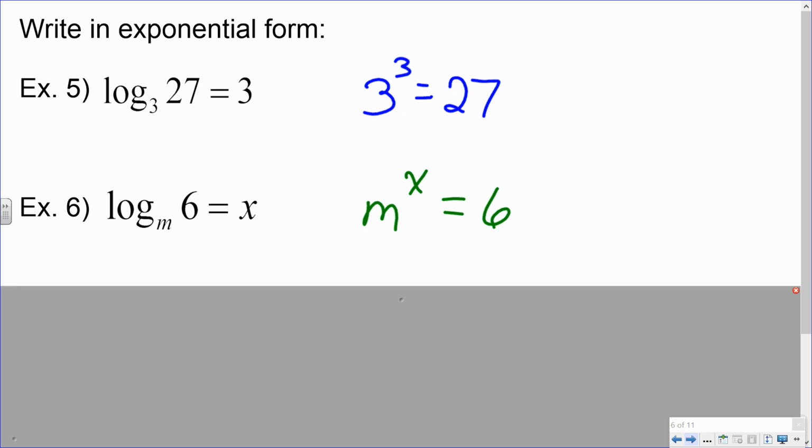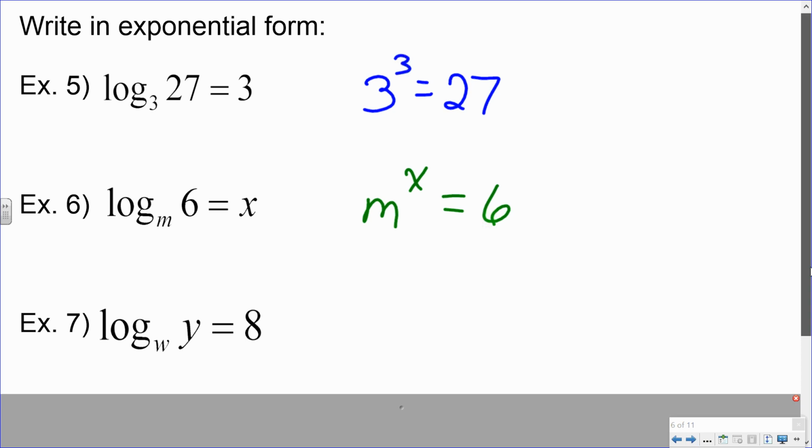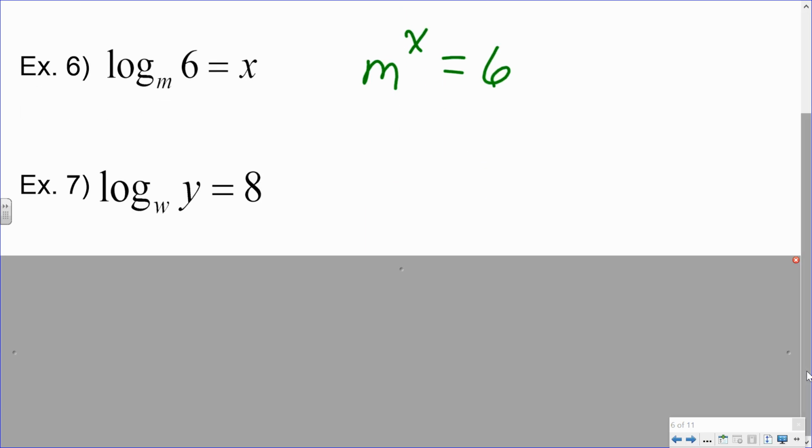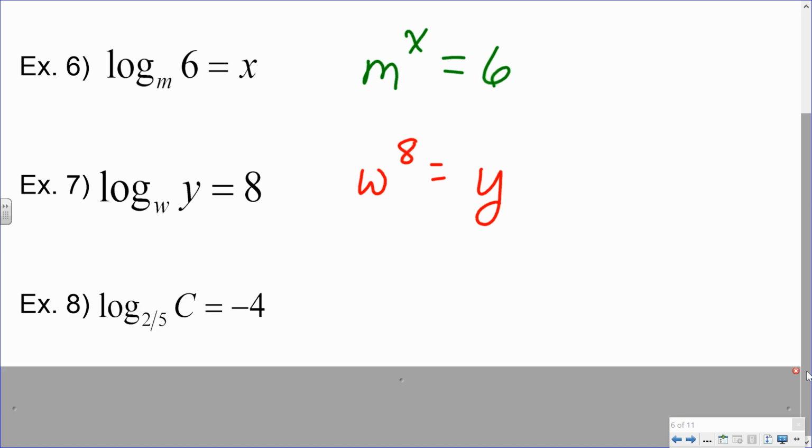And that has two variables in it, so it's not something that we can solve, but that would be the equivalent form. How about this one? Kensley, help me out with this one. So the log is 8. 8 is the exponent. Again, two variables, so not something that we can solve at this point in time.